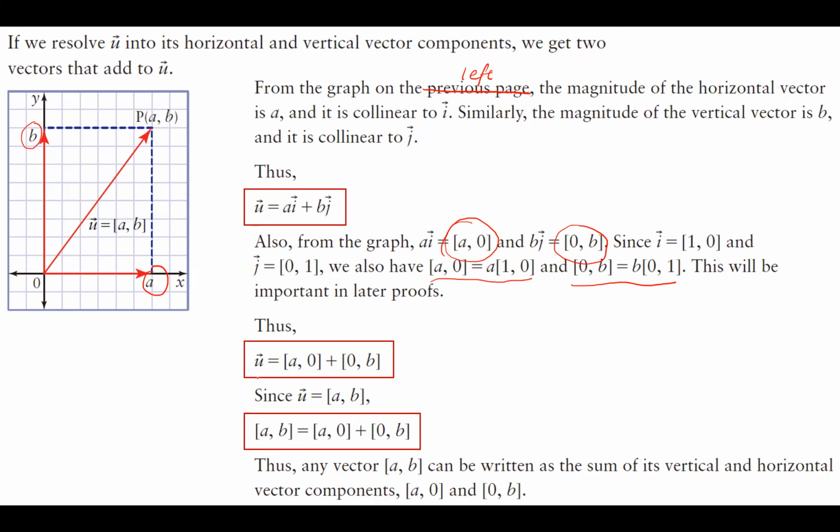Thus, we have the following relationship. Vector U equals [a, 0] plus [0, b]. Since U is [a, b], then we have [a, b] equals [a, 0] plus [0, b]. Therefore, any vector [a, b] can be written as the sum of its horizontal and vertical vector components, [a, 0] and [0, b]. Okay, so have a look at these statements. Do you have any questions?